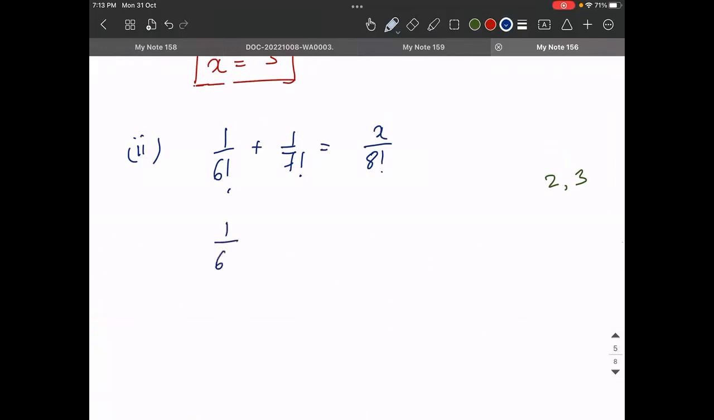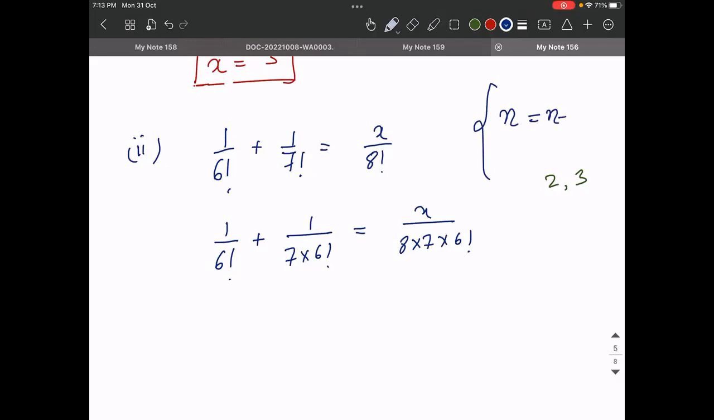This can be written as 1 upon 6 factorial plus 1 upon 7 into 6 factorial is equal to x upon 8 into 7 into 6 factorial. Is that okay? See, n factorial can be written as n into n minus 1 factorial. Here n can be any natural number, it cannot be a whole number.